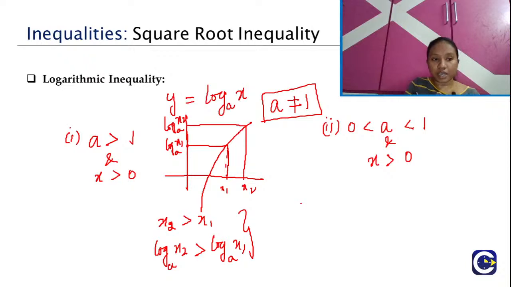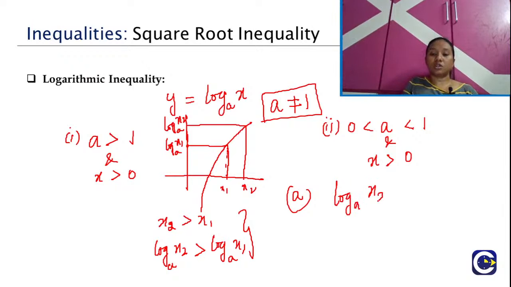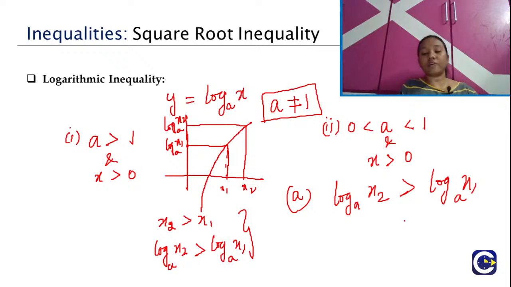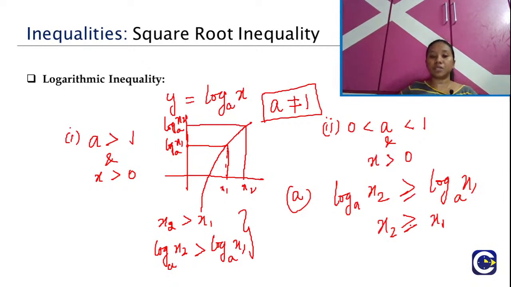That means, suppose we are having a log function, that is log x2 to the base a is greater than log x1 to the base a. This can be solved if we eliminate the log and write it as x2 and x1, and there will be no change in the inequality. If my base a is greater than 1, then I can take x2 greater than x1 directly and simplify it. If it is greater than or equal to, then it will become greater than or equal to.